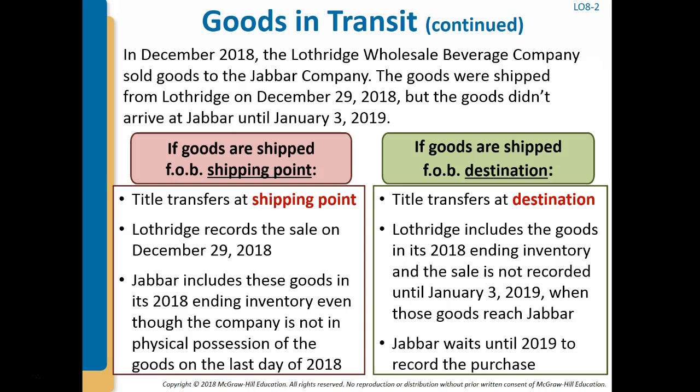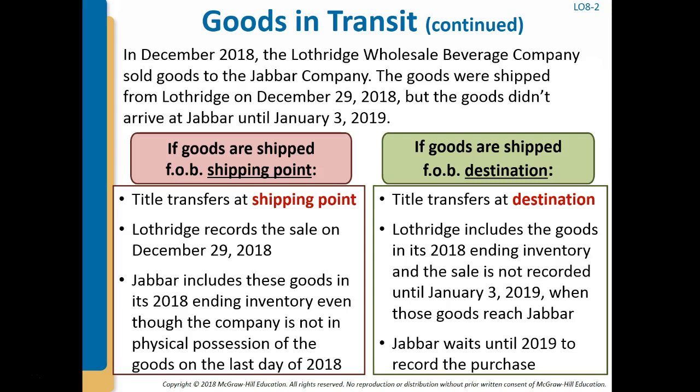So if goods are shipped FOB, free on board, shipping point, then legal title to the goods changes hands at the point of shipment when the seller delivers the goods to the common carrier, like a trucking company. In this case, the purchaser is responsible for shipping costs and transit insurance. Lothridge records the sale of inventory on December 29th of 2018, and Jabbar records the purchase of inventory on that same day. Jabbar will include these goods in its 2018 ending inventory, even though the company is not in physical possession of the goods on the last day of the fiscal year.